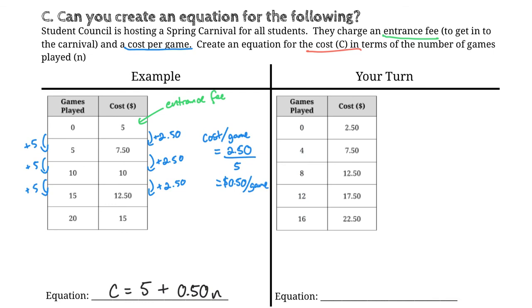And now it's your turn. I want you to use this new table of values to find the entrance fee and the cost per game and create your equation. When you're ready to check your answer, come back to the video.